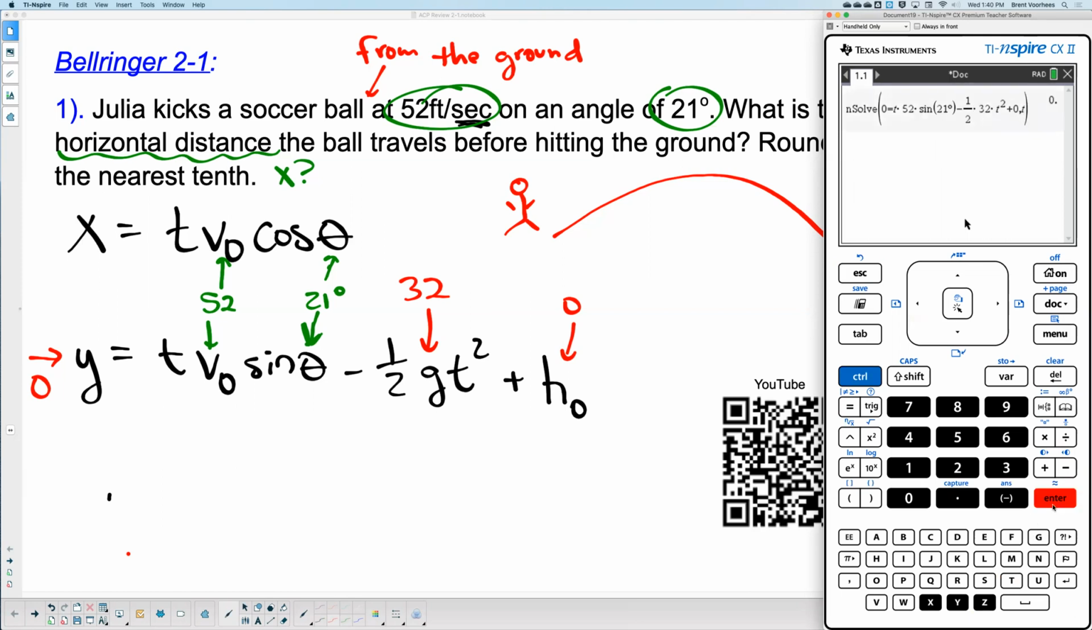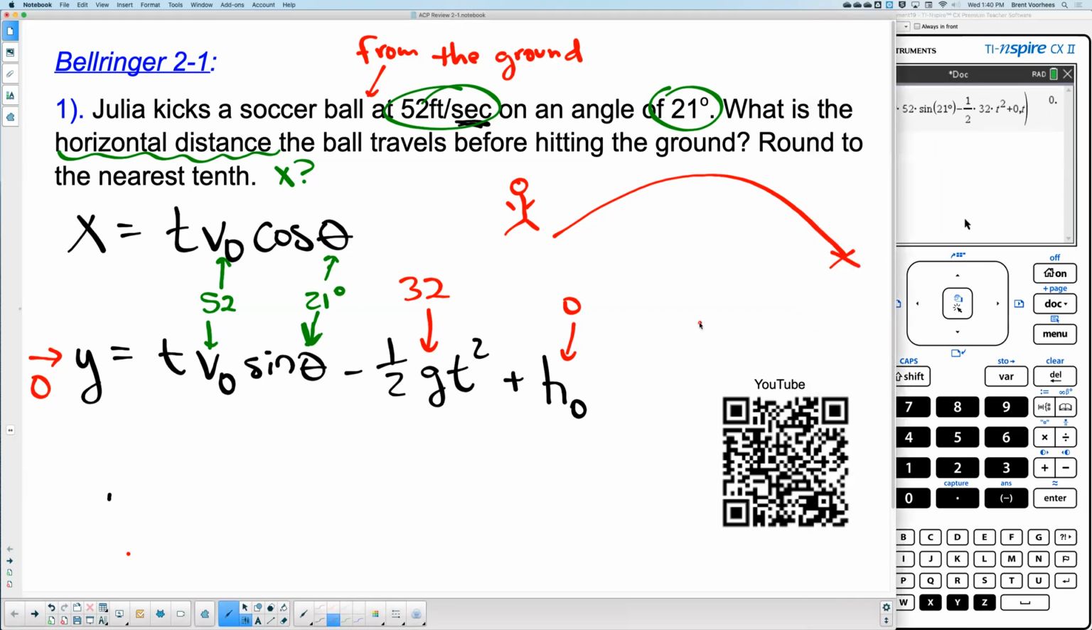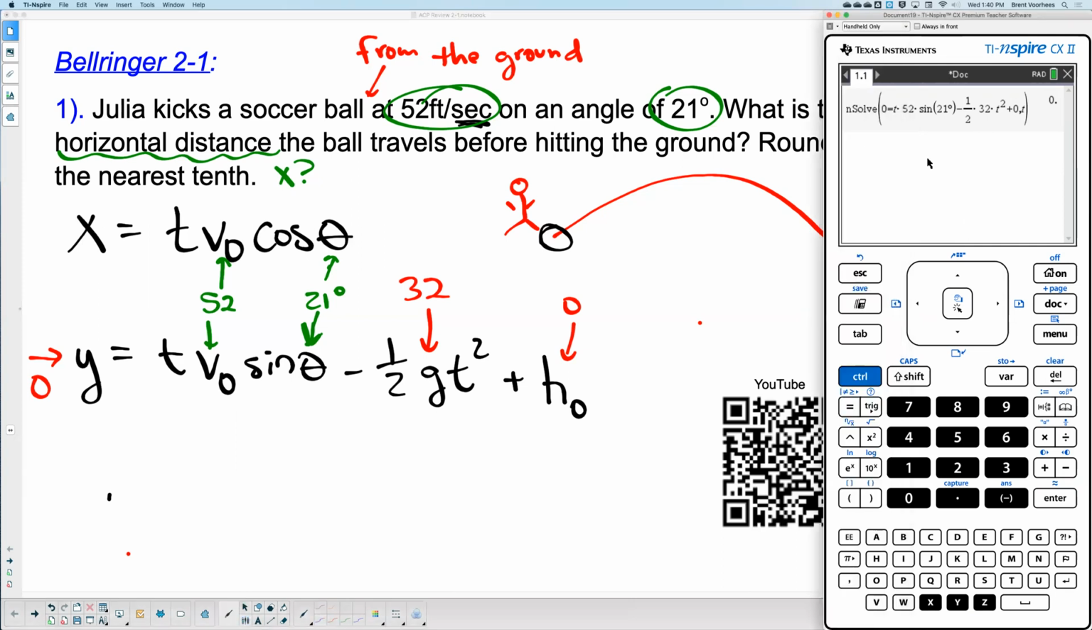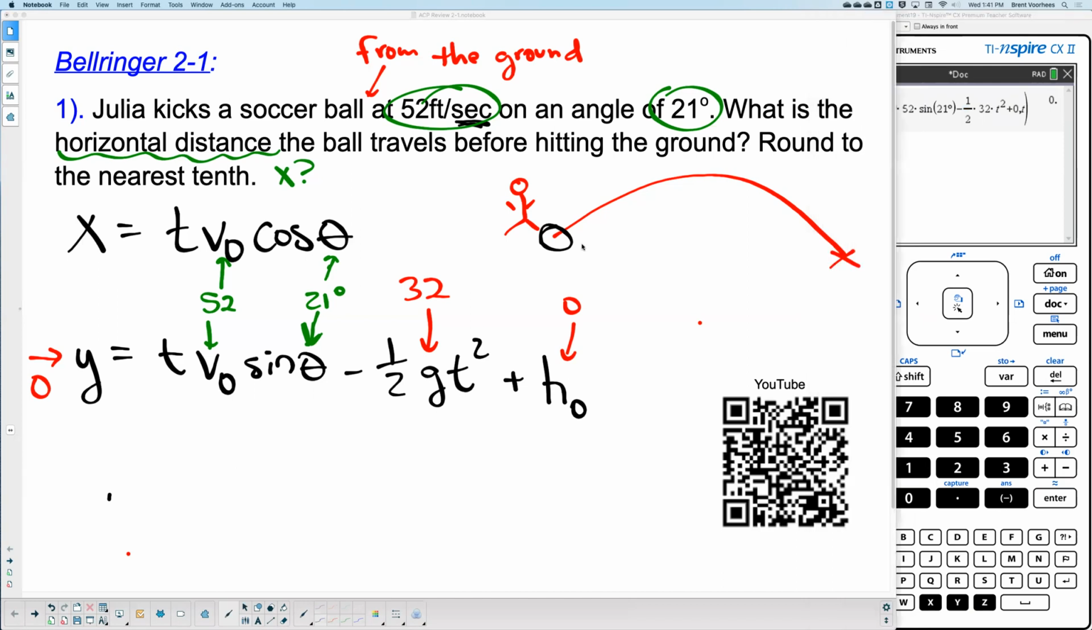It says the answer is 0. Because what the calculator just found is this. It found this location right there. Time 0, the ball's on the ground. And that's what we told it to solve for. We said solve for when the ball is on the ground, right there. That's what that 0 was. Solve for when the ball's on the ground. It said, yeah, it's on the ground when t equals 0. Now, is that the answer we're looking for?